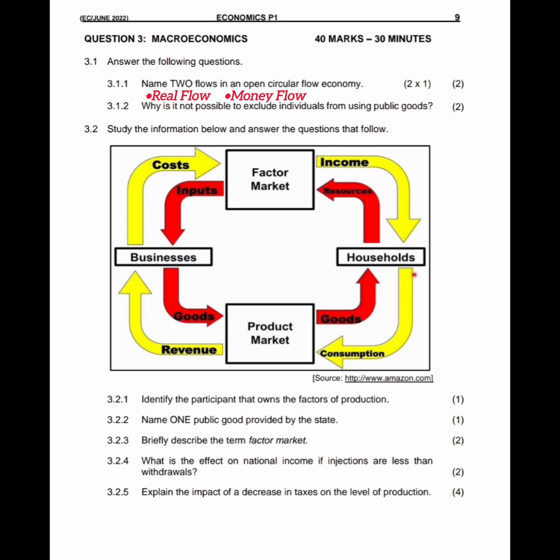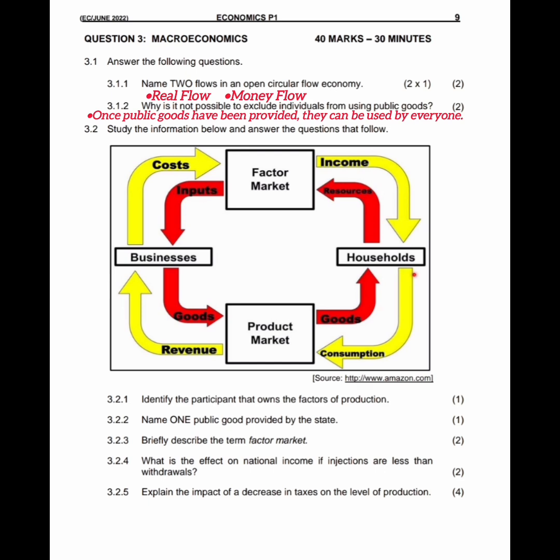This question is part of our public sector, but let's answer it. It is impossible to prevent individuals from enjoying the benefits, because once public goods have been provided, they can be used by everyone. Like a street light, once it is provided, everyone can use it. Nobody can be excluded. Like the roads, when they are built, nobody can be excluded from using the roads, right? And then we have our 3.2, study the information below and answer the questions that follow.